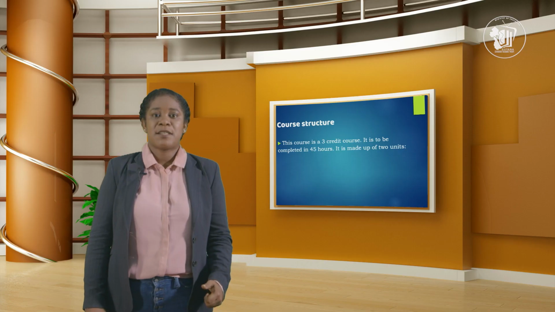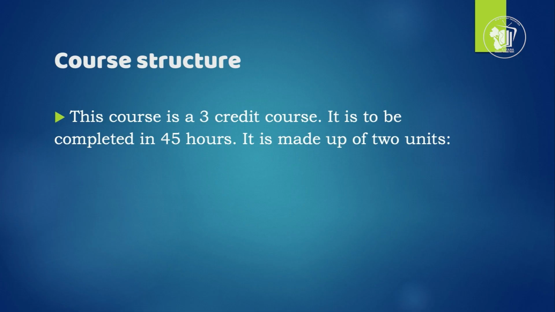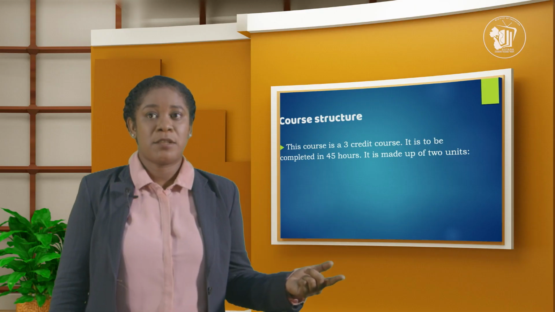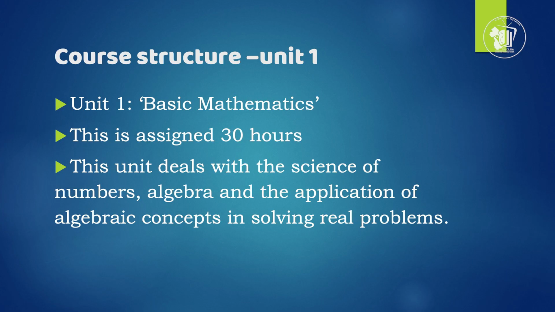All right, students, let's talk a little bit about what the structure of the course is going to be like. Now, this is a 3-credit course, which means that it's expected to be completed in 4 to 5 hours. It is made up of 2 units, a unit 1 and a unit 2. The first unit, unit 1, is what we normally would refer to as the basic math aspect. In this aspect, it has been assigned 30 hours. This unit deals with the science of numbers, algebra, and application of algebraic concepts in solving real-life problems.